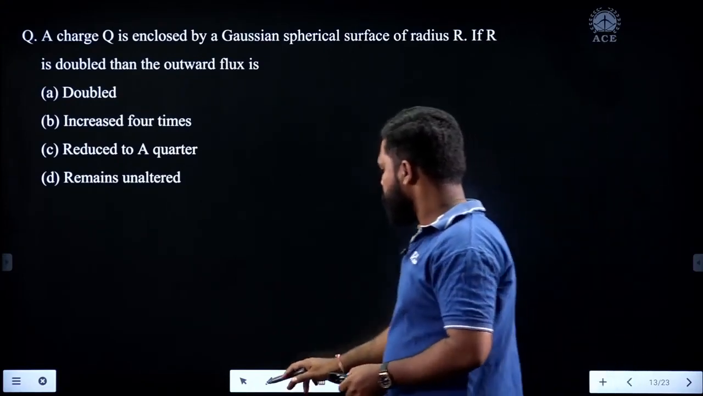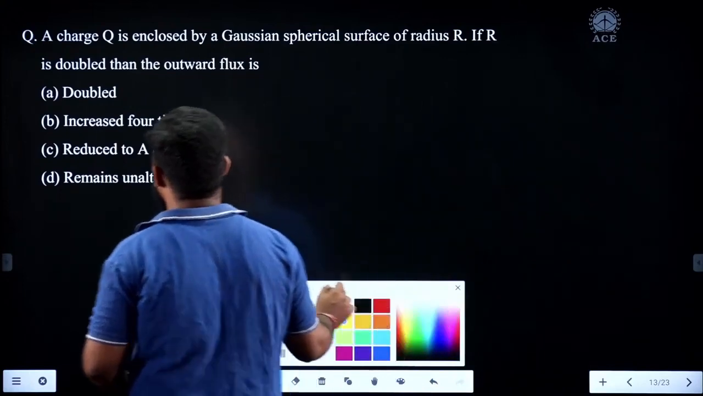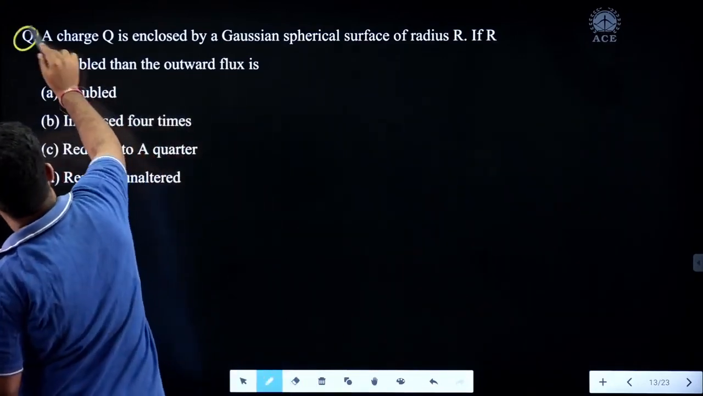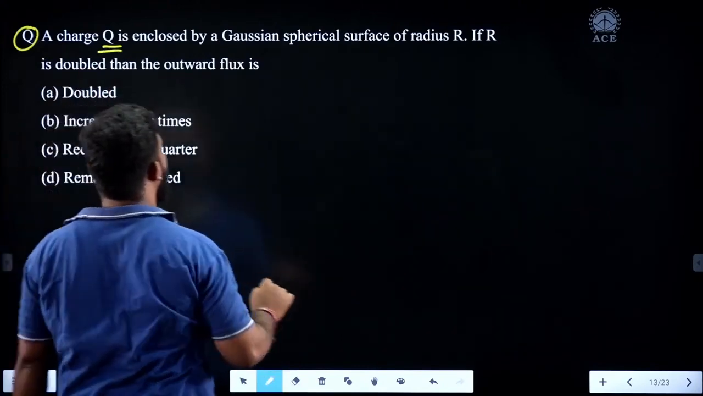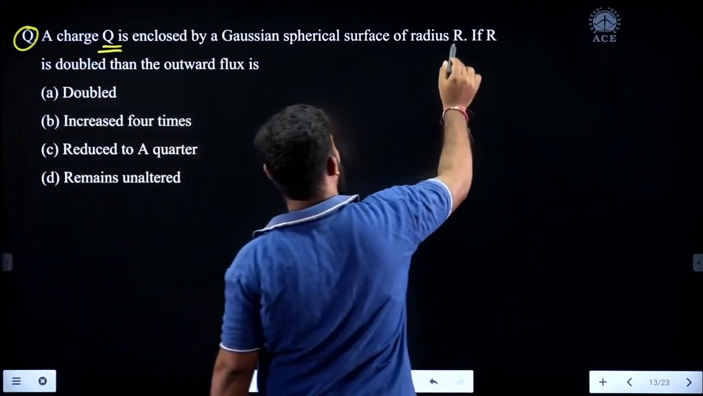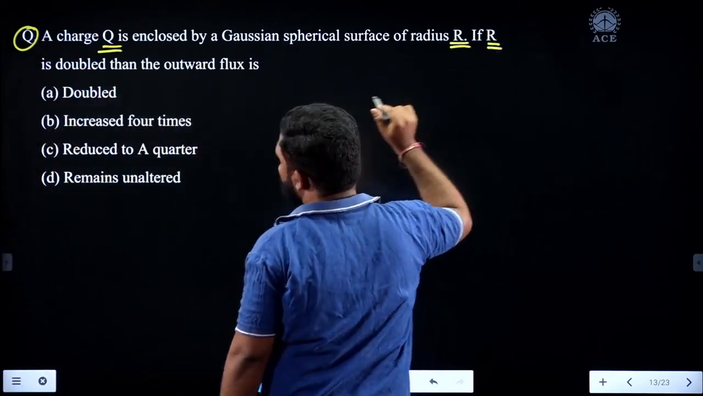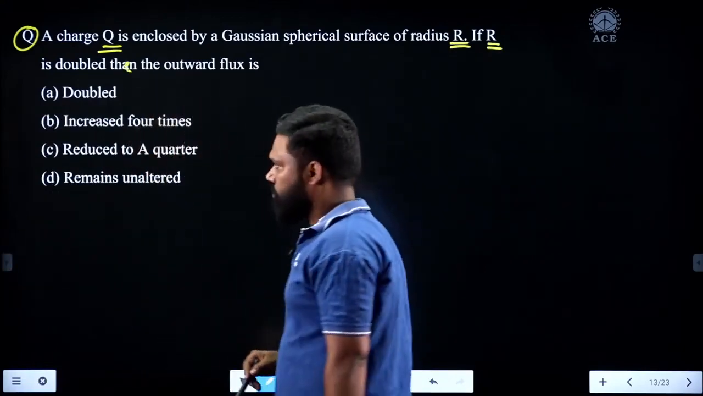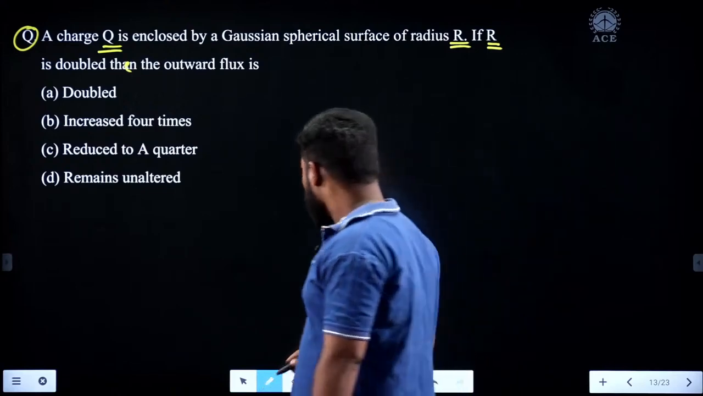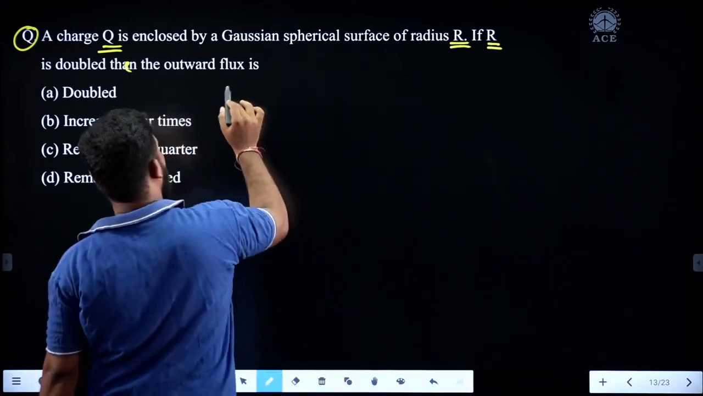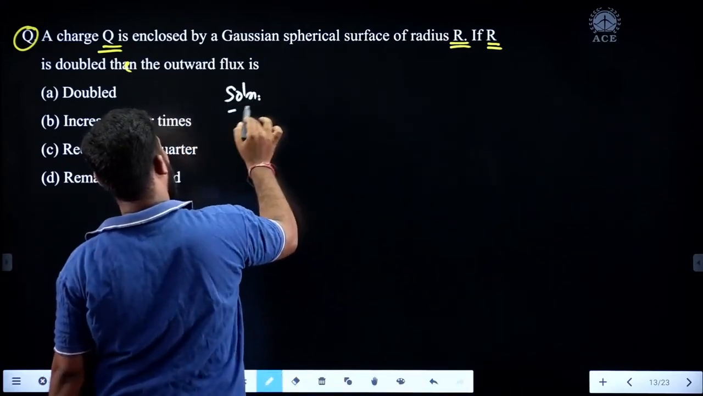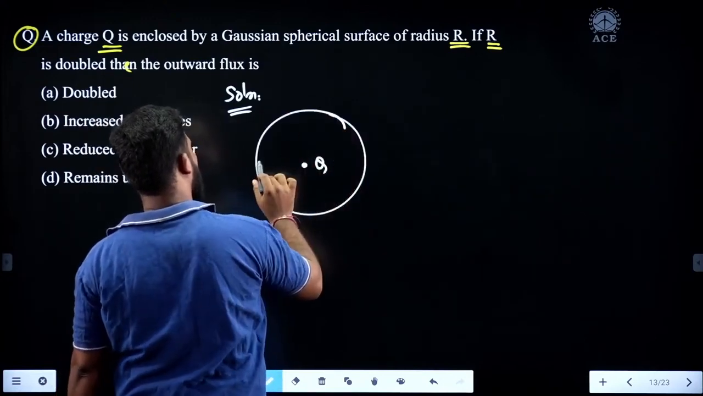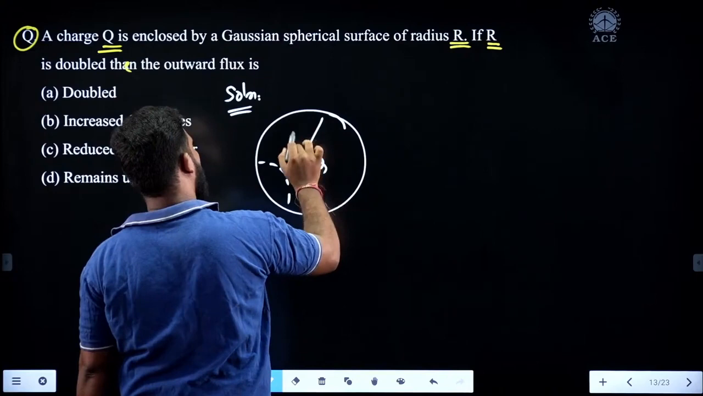A charge Q is enclosed by a Gaussian spherical surface of radius r. If r is doubled, then the outward flux is. Yes, in the first case, there is a charge. Now this is enclosed with the sphere of radius r.